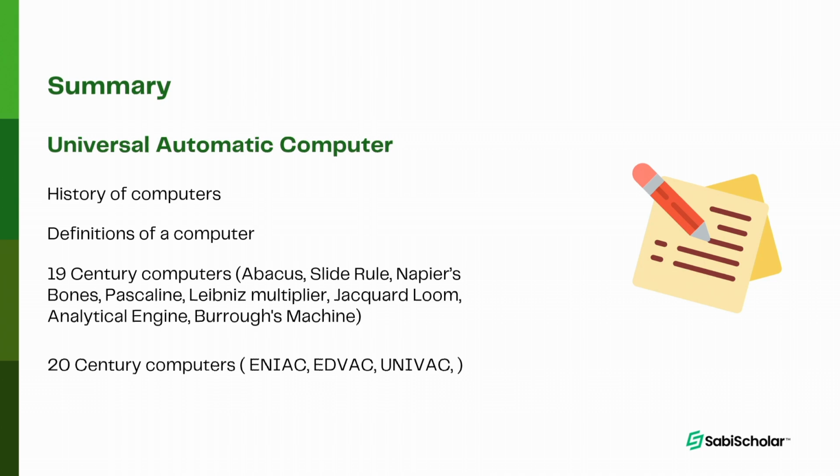We also looked at the 19th century computers, in which we looked at the abacus, the slide rule, Napier's Bones, Pascaline, Leibniz multiplier, Jacquard Loom, the analytical engine, and we also looked at the Burroughs machine. Remember, the analytical engine was invented by Charles Babbage. We also looked at the 20th century computers, which are the ENIAC, the EDVAC, and the UNIVAC. I hope you remember the definitions of both of them.